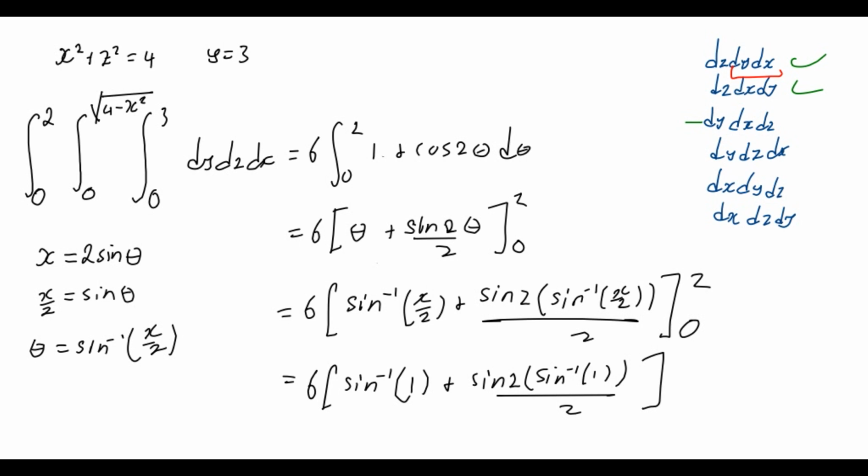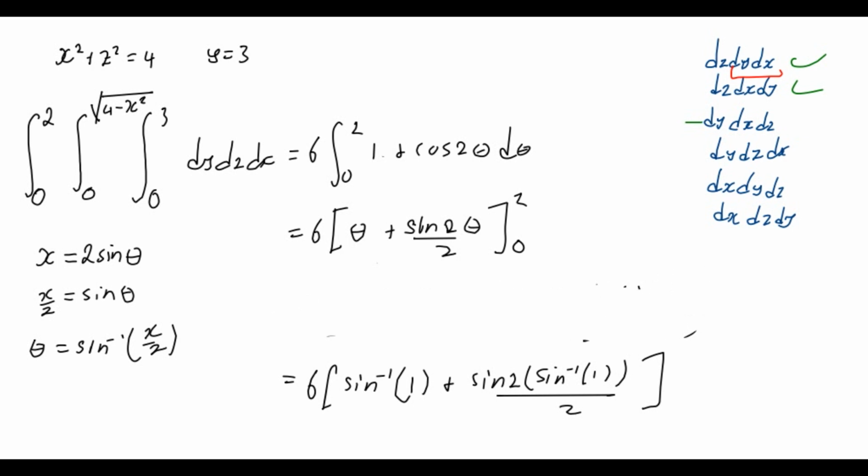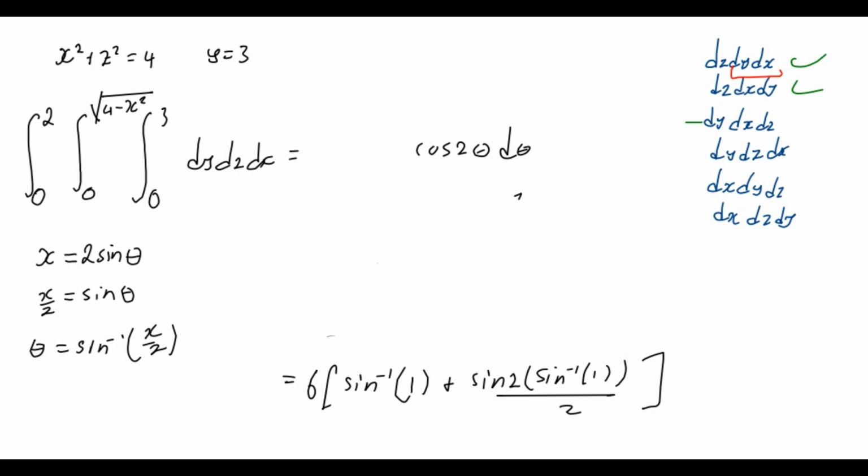Let's see what this gives us. Sine inverse of 1, I'm getting 90 degrees. This is actually interesting. So we have a 6 here, then sine inverse of 1 is 90 degrees, which I can write as pi over 2 in radians.